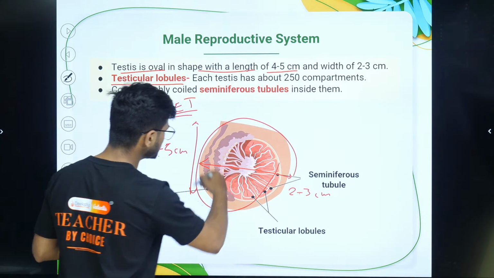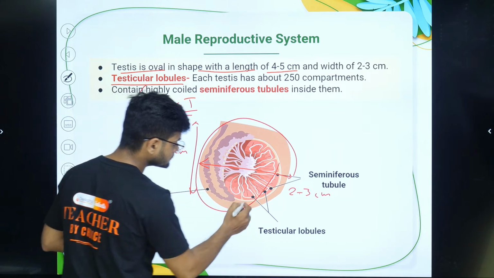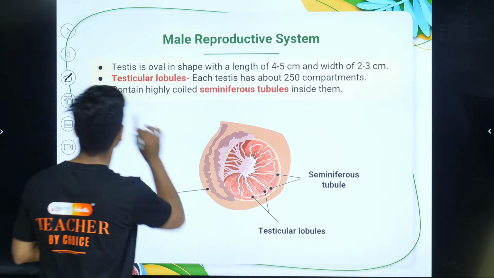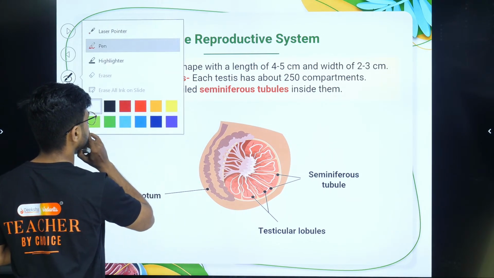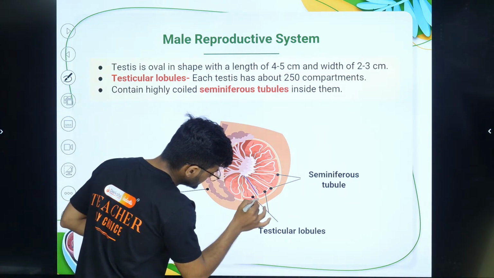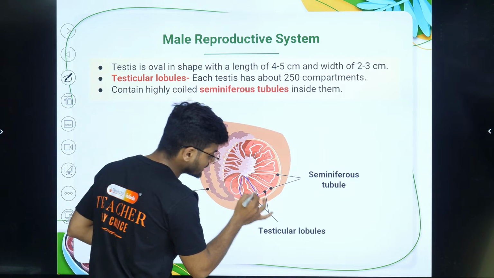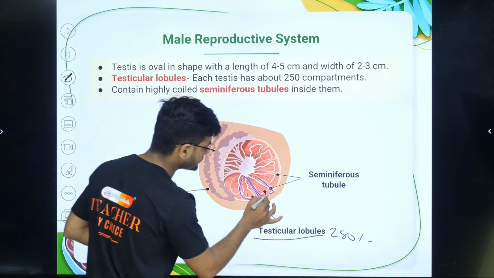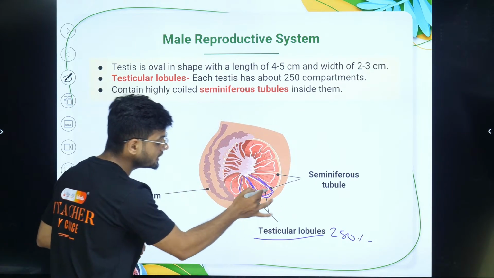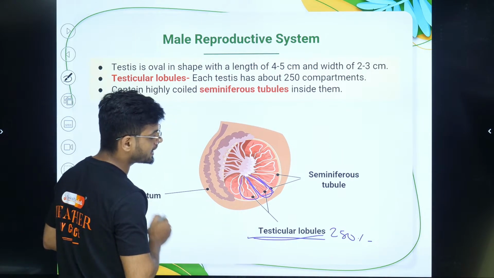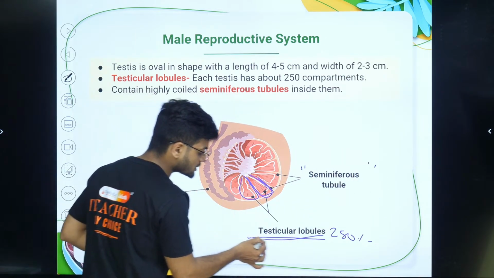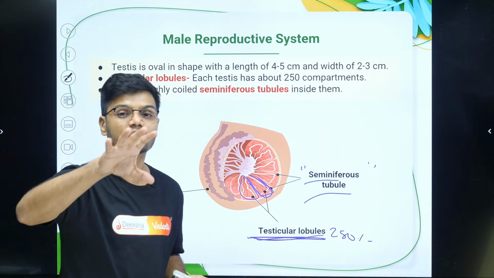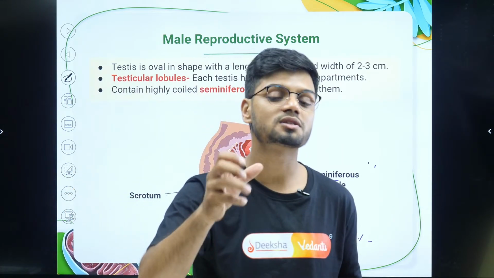Inside one testis there are at least 250 testicular lobules. Each one of these is a testicular lobule. Now, each testicular lobule has seminiferous tubules. Inside the testicular lobule you have the seminiferous tubule. It is a highly coiled structure present inside the testicular lobules.